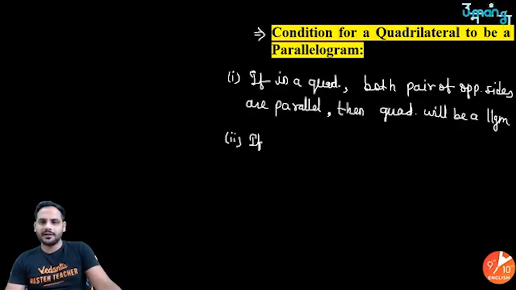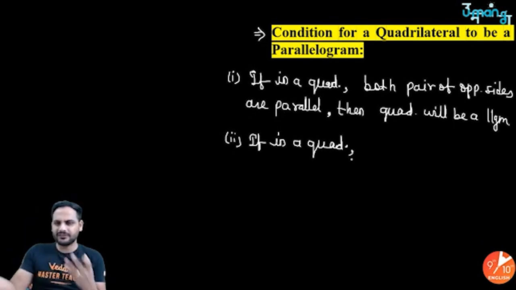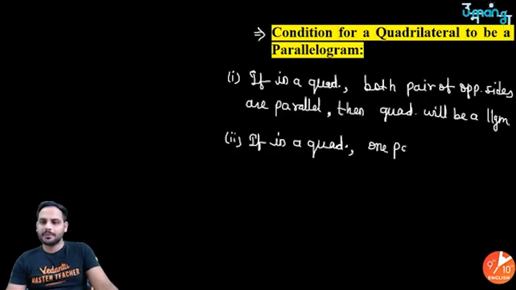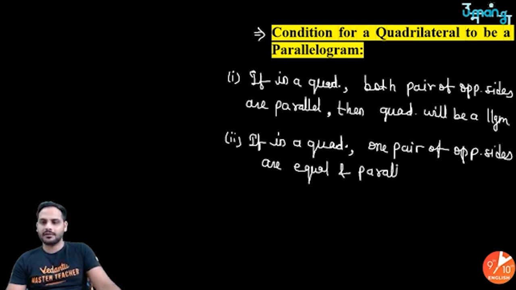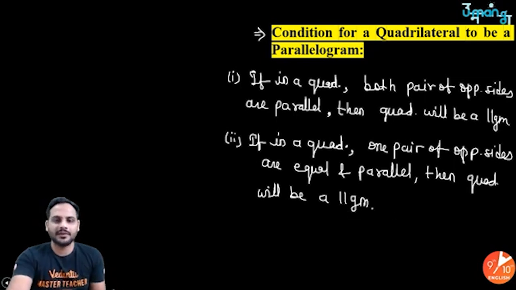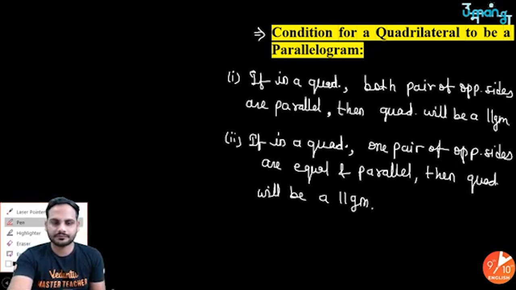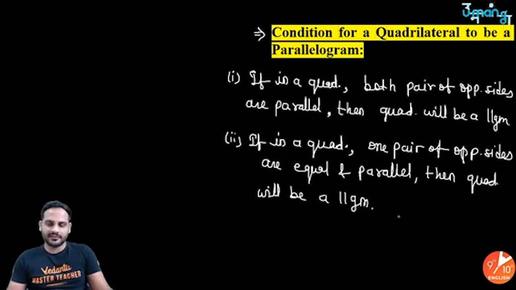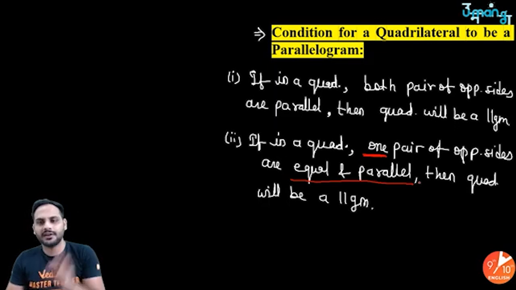Second criterion is, suppose you are not able to prove, enough information is not given to prove both pairs of opposite sides are parallel. But if you prove that in a quadrilateral one pair of opposite sides are equal and parallel, then the quadrilateral will be a parallelogram. Suppose you were not able to prove that both pairs of sides are parallel, but if you are able to prove that only one pair is equal and parallel, then also you can say it is a parallelogram.